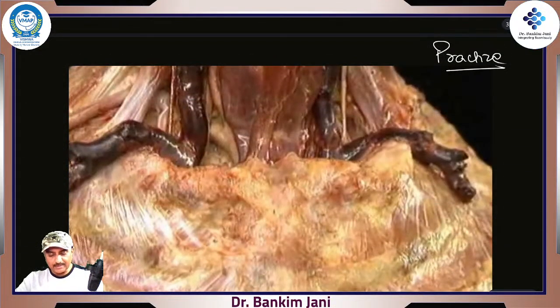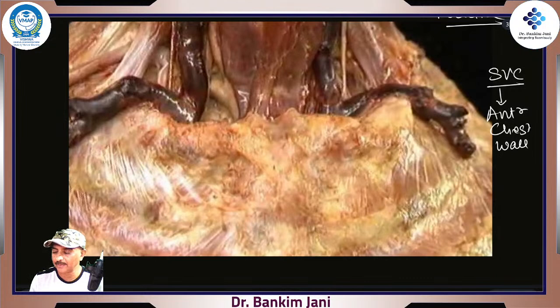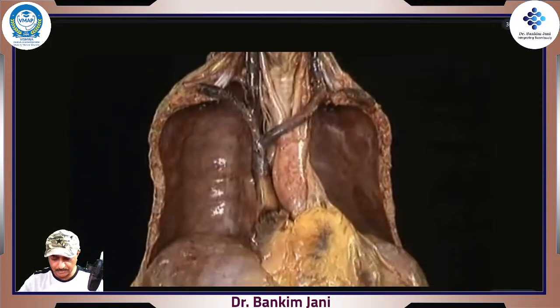Take it this way, that in order to see this entire superior vena cava, we remove the entire anterior chest wall. So we want to see superior vena cava, and for that we remove the anterior chest wall fully. Clear? See, this is how it is formed.